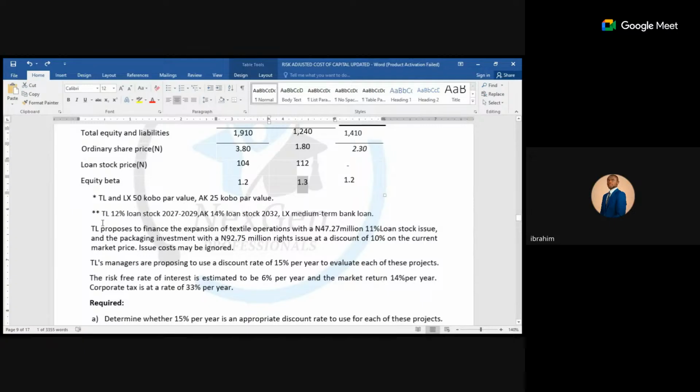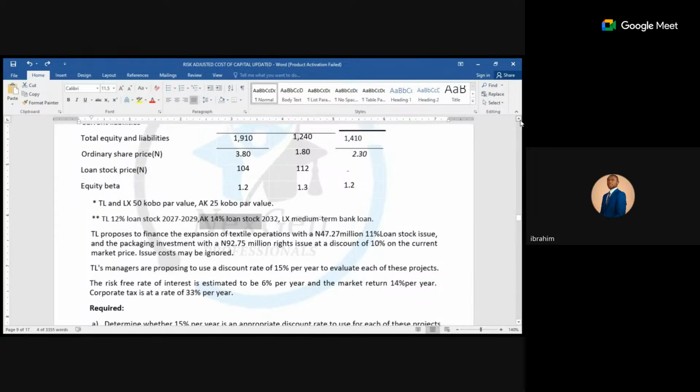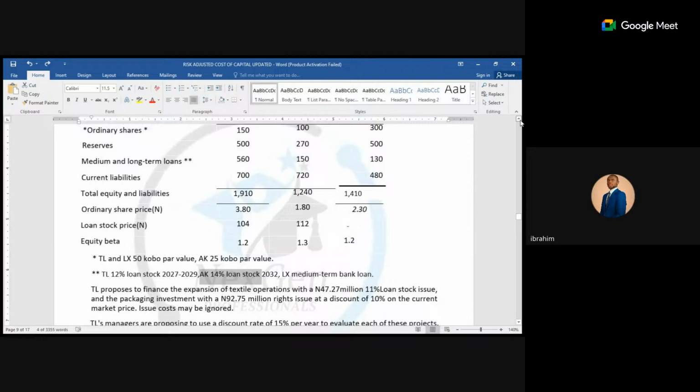Now, TL 12% loan stock, 2027 to 2029. This is the interest rate on the loan stock for TL. For AK, 14%, LS medium term bank loan, meaning that a medium bank loan, the 14% will be for the AK as well as LS. They didn't give us the rate, okay, yes, it will be, because they're supposed to give us the rate for the medium term loan. It's not given, okay? That's fine.